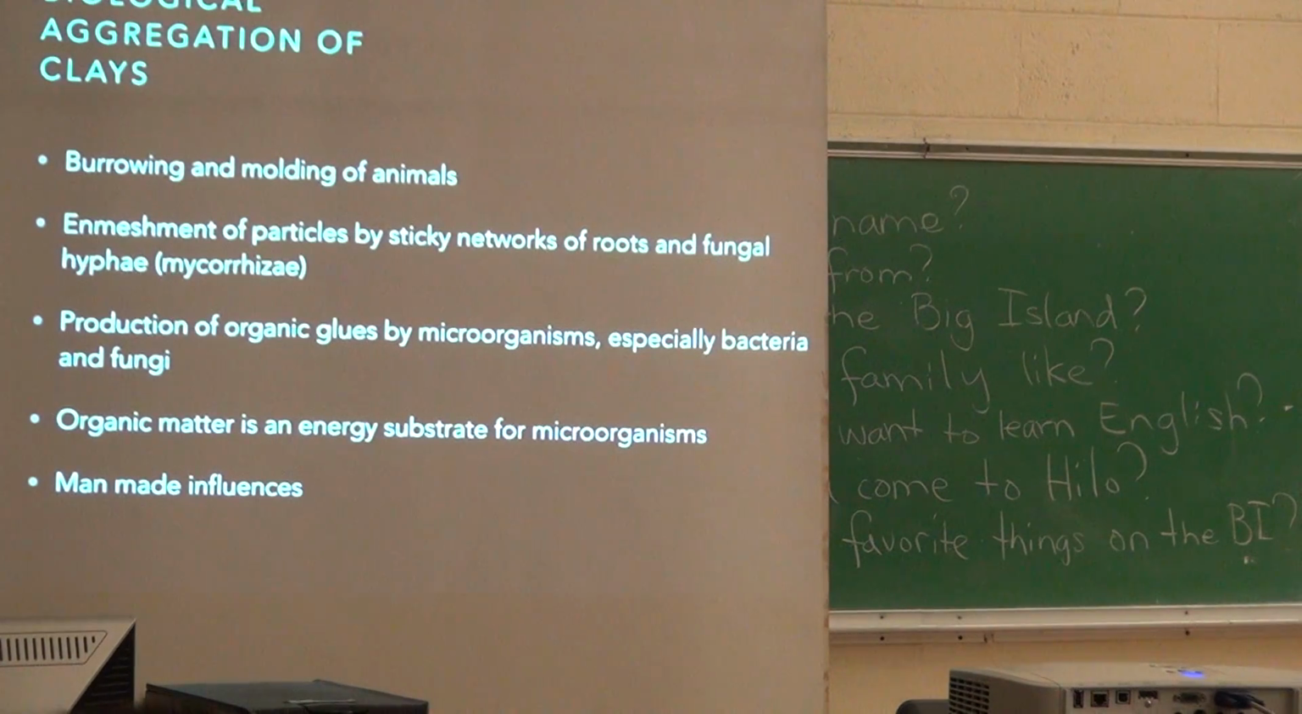Production of organic glues by microorganisms, especially fungi and bacteria. We talked a little bit about that. That's the polysaccharide. So when a microorganism breaks down a leaf, it's usually going to create some sort of enzyme to break it down. It's usually going to be a sticky substance, because when you create things in nature and you want it to stay, you make it sticky, right?